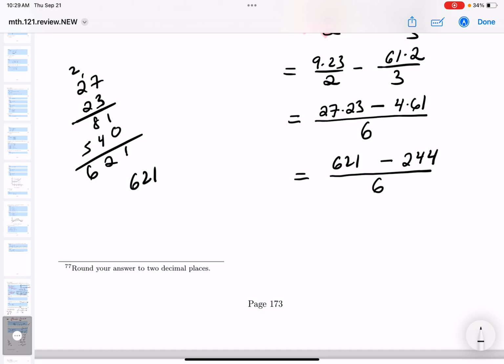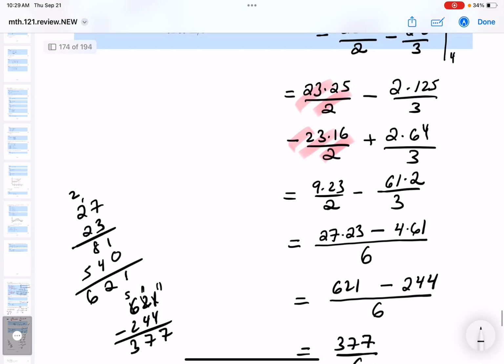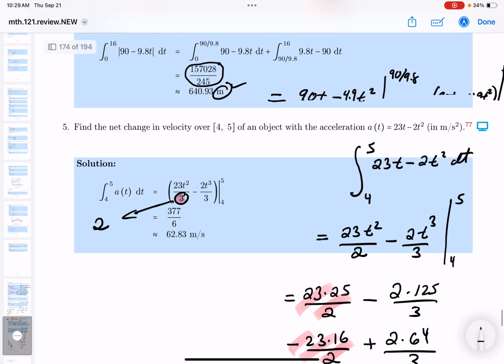621 minus 244. All right, I get to like grade school arithmetic. This will be a 1. This becomes 11. That's going to be 6 and 7. Got that. I'm going to borrow from this. Make that an 11. 4 from 11, 7. 2 from 5 is 3. So what do you get? 377 over 6.